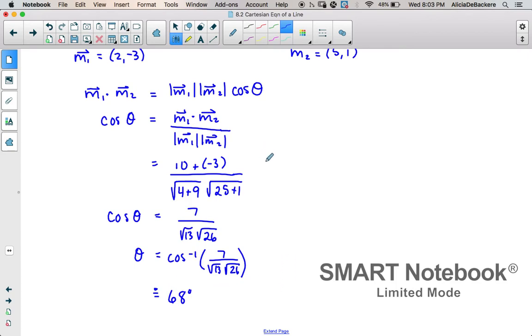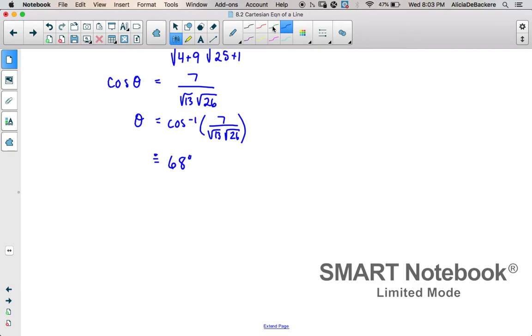Now, remember at the beginning of the question, they asked us to determine the acute angle. So I wanted my answer to be between 0 and 90. So here I got an acute angle, so that's lucky for me. But if in a question I got a number that was bigger than 90, it means I found the obtuse angle between them. So all I would have to do is subtract that angle from 180 degrees to find the acute angle.